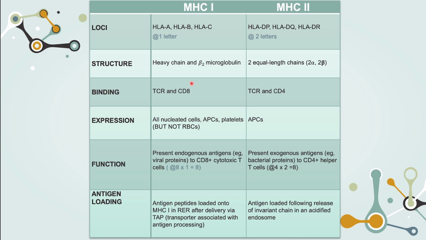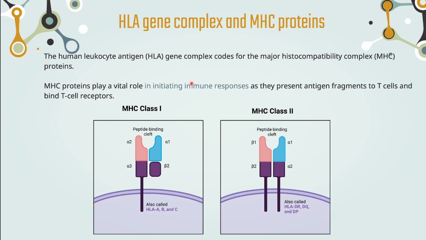All right? Now, compared to the structure of MHC1, MHC2 has two equal length chains: two alpha chains, alpha 1 and alpha 2, and two beta chains, beta 1 and beta 2. Let's look at the structure one more time. So this is the long chain or the heavy chain, which contains alpha 1, alpha 2, and alpha 3, and it contains a beta 2 microglobulin. Now, MHC class 2 has two components, alpha and beta. All right, alpha 1, alpha 2, beta 1, and beta 2. So this is MHC class 2, and this is MHC class 1.